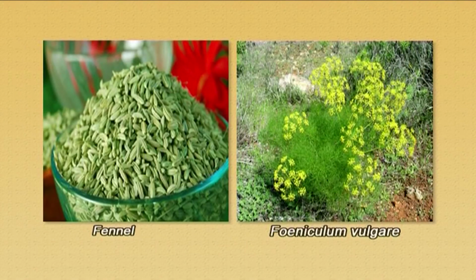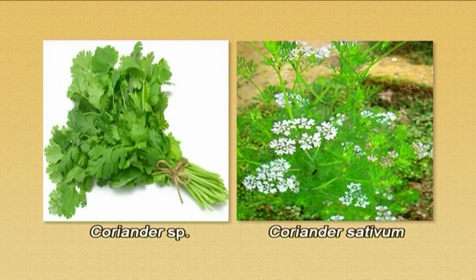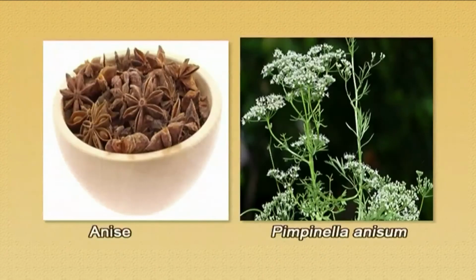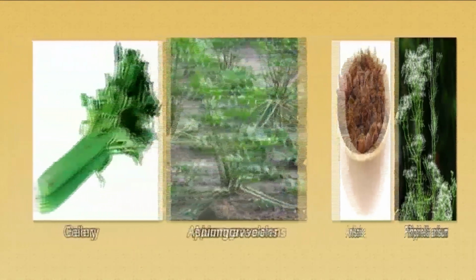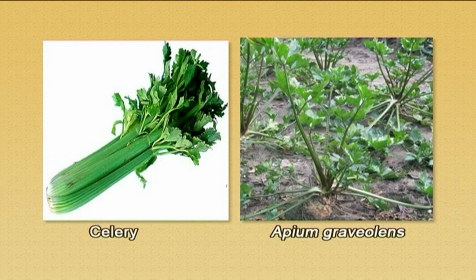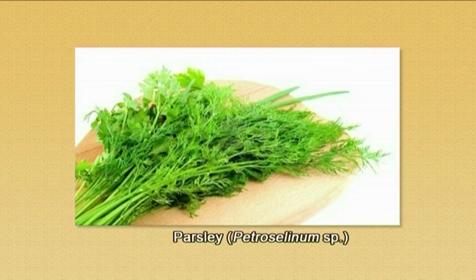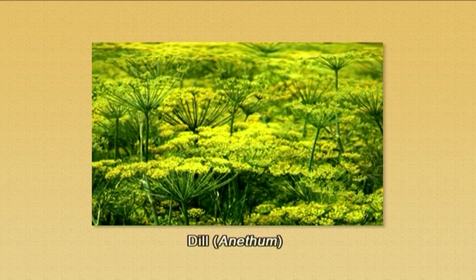The family contains many important plants that are used as spice. I will mention the common names and their scientific names. These spicy plants are fennel, Foeniculum vulgare, coriander, Coriandrum sativum, caraway, Carum carvi, anise, Pimpinella anisum, celery, Apium graveolens, even our own Kala Zira, Bunium persicum, parsley, Petroselinum, cumin, Cuminum, and dill, Anethum. These are the various common spices that belong to the family Apiaceae.